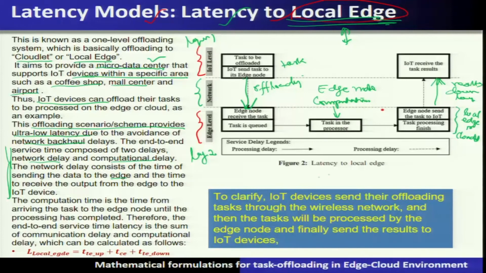So, if you measure the latency in this local edge environment, the computation time is the time from the arrival of the task at the edge node until the processing is complete. Therefore, the end to end service time latency is the sum of the communication delay plus the computational delay. This is called communication delay and this is called computation delay. So, here you can see that there are two types of delay, and using the equation which we are going to explain, we will measure this latency.